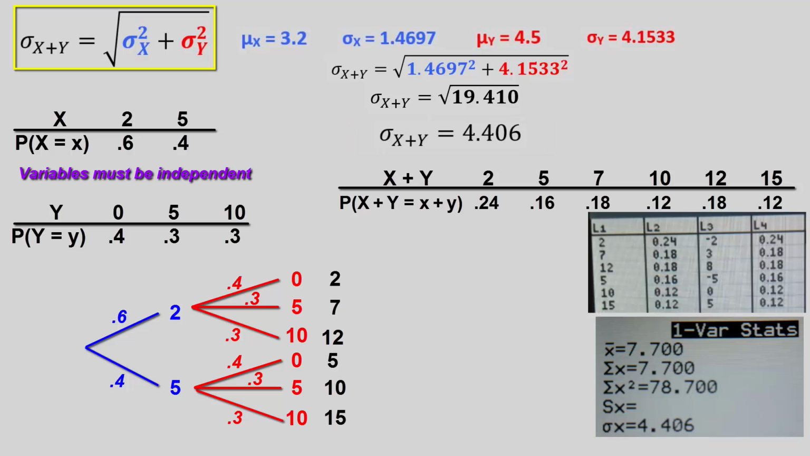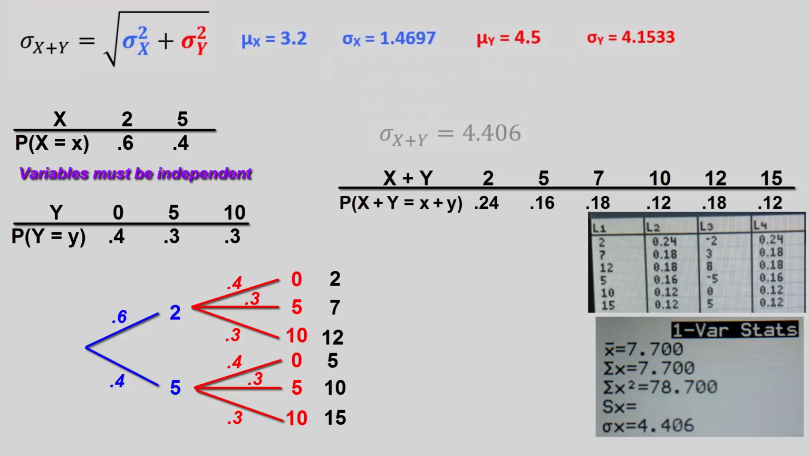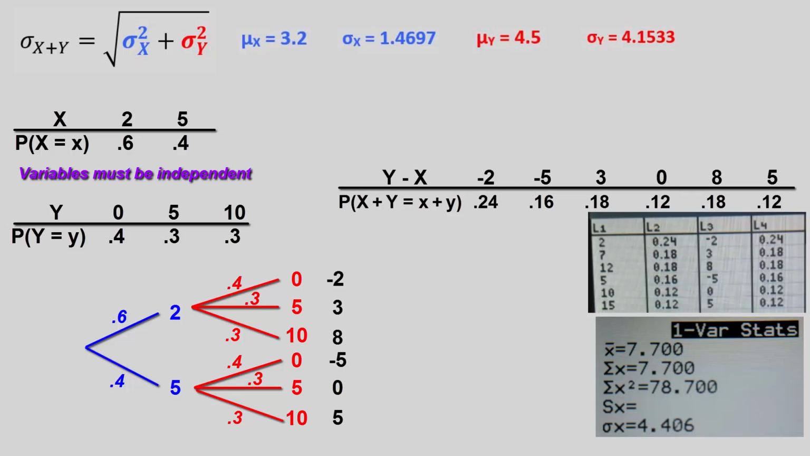But what, you might ask, would be the standard deviation if you subtracted the random variables, like y minus x? Well, that'd be a dandy question. Here's the tree diagram for the difference. The outcomes are the y values minus the x values. Look at the golden calculator. I put this probability distribution in lists 3 and 4. Let's do one-var stats and see what happens.